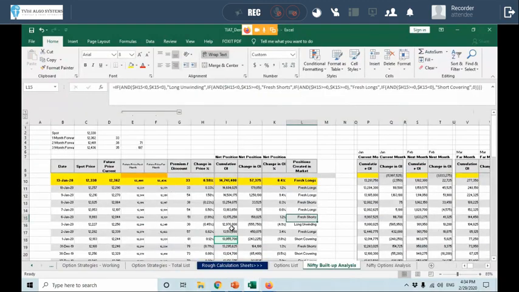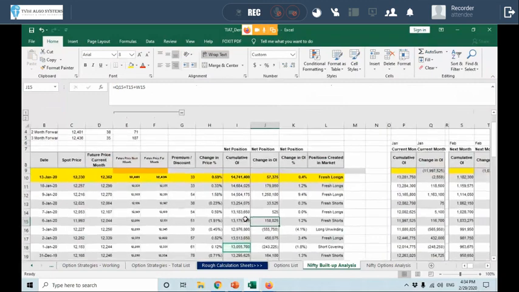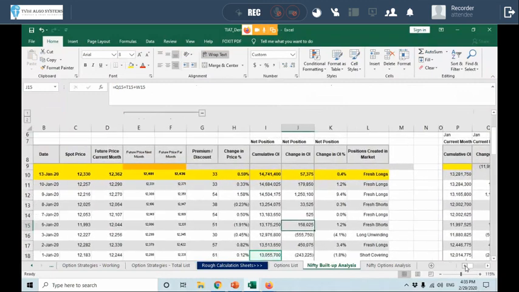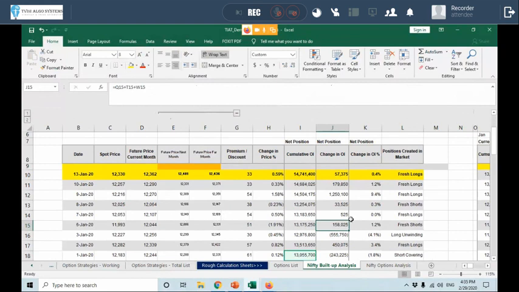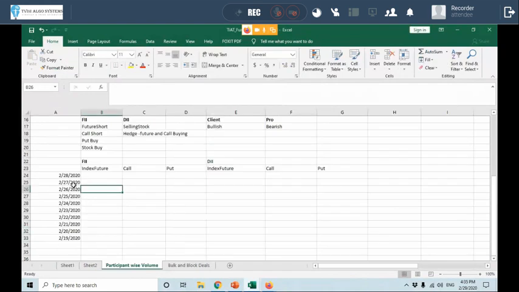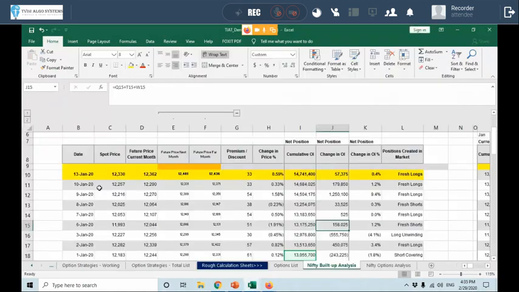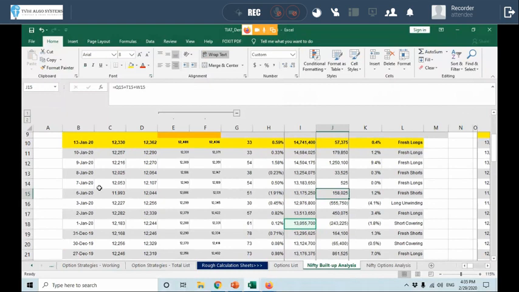Here I am getting net change in position of 1,58,000, and I will try to match the same thing. Out of this 1,58,000, if 75,000 to 80,000 is short by FII, then I can tell that FII is shorting. So this is the second level of analysis that we are doing. This analysis you need to do every day.